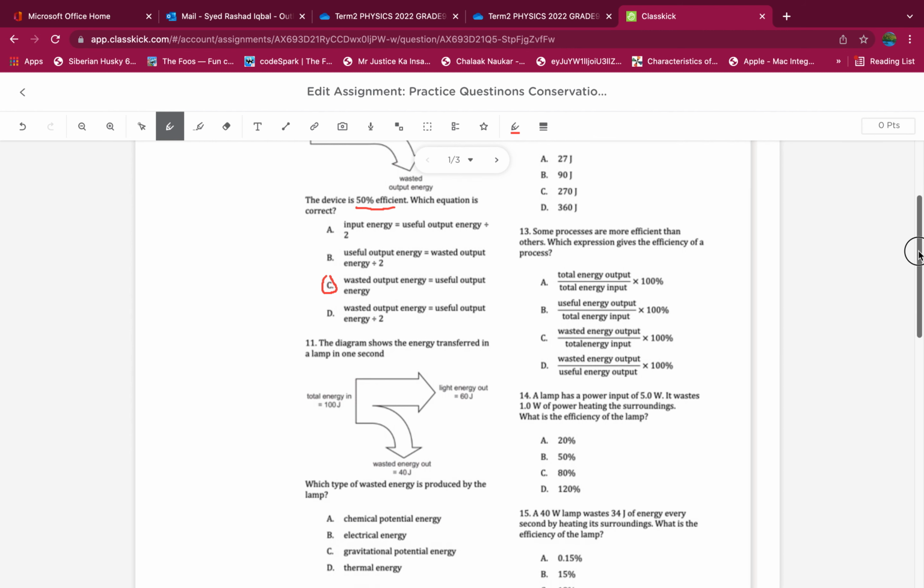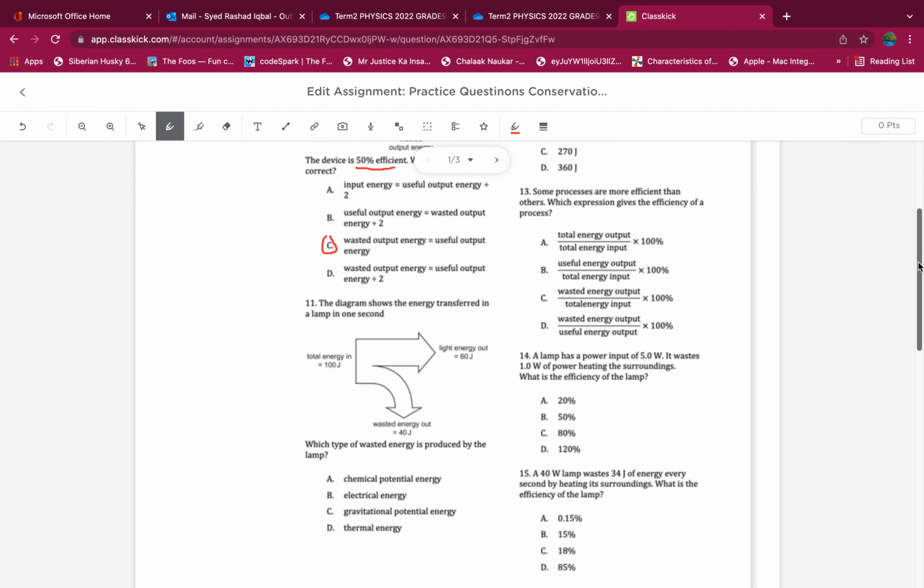Okay, let's see question 11, sorry. The diagram shows the energy transferred in a lamp in 1 second. How much is the total energy input? 100 joule. How much light output? 60. How much is wasted in the form of heat? Oh, I already answered, 40 joule.